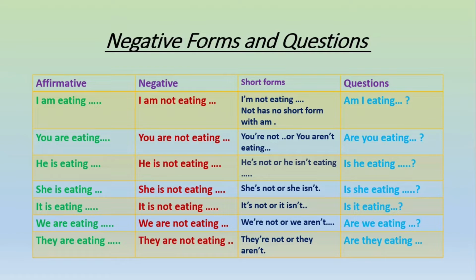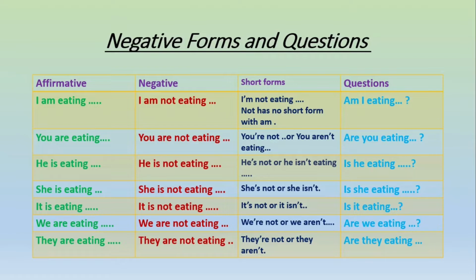So I can say, I am eating. This is affirmative, positive. So I am not eating. This is a negative. If we wanted to contract, if we wanted to abbreviate the sentence here, I can say, I'm not. So I will abbreviate am, not not. Not must be in complete form here.